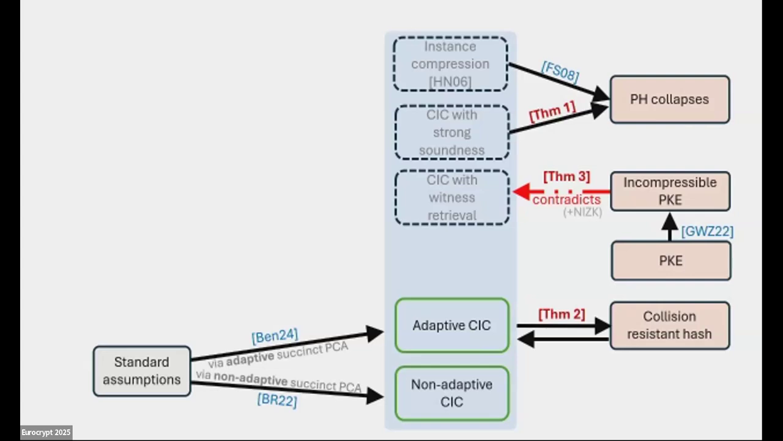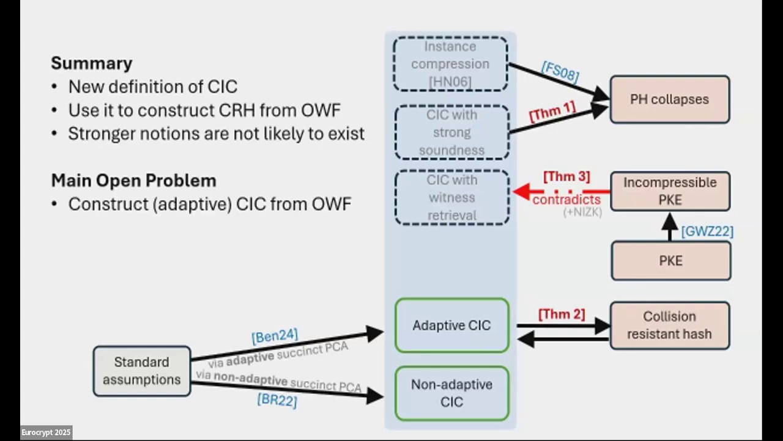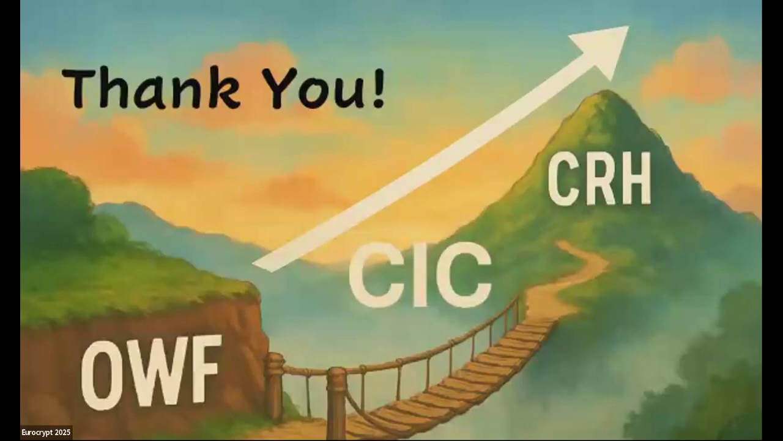Okay, so let's summarize what we have until now. We have a new definition for CIC. We use it to construct collision-resistant hash function from one-way function. And we do not expect to have other stronger CIC notions. And the big open question in the paper is, can we construct adaptive CIC from one-way functions, which will eventually lead us to a construction from one-way function to collision-resistant hash function? And that's it. This is our path from one-way function to CRH, and thank you so much for listening.